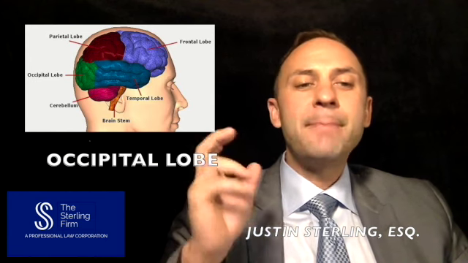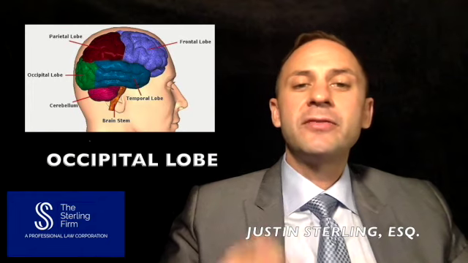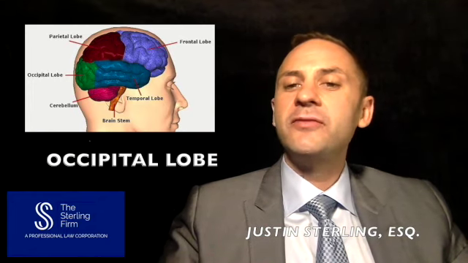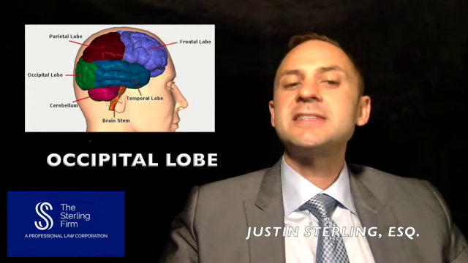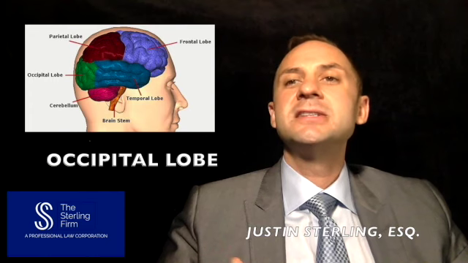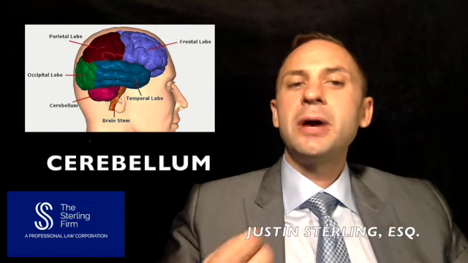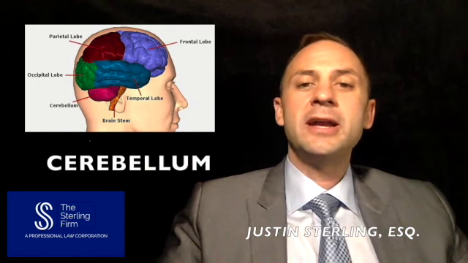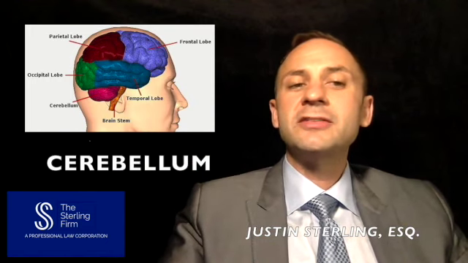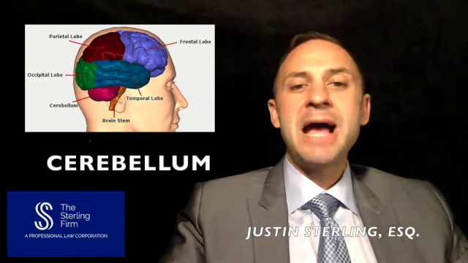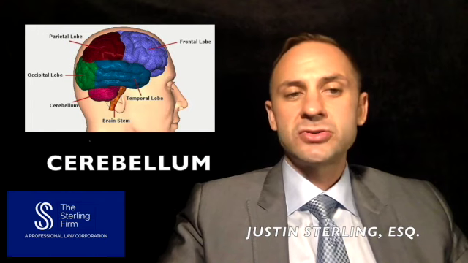It is in the very back of the head. This area of the brain is most likely impacted when the victim experiences a sensation described as seeing stars. The cerebellum is known as the little brain. The cerebellum controls voluntary movement coordination, balance, and fine muscle control.